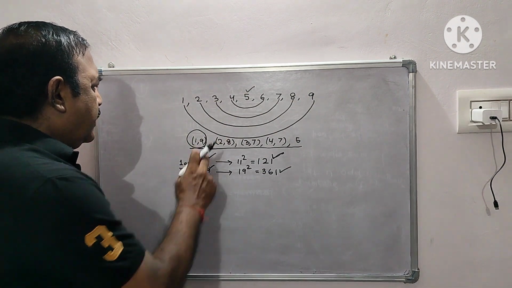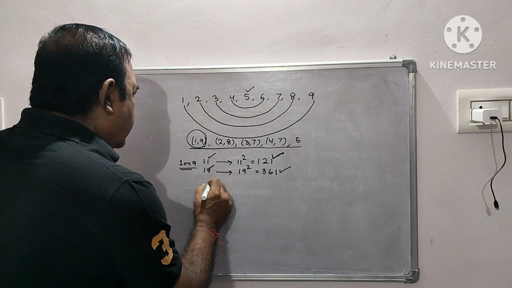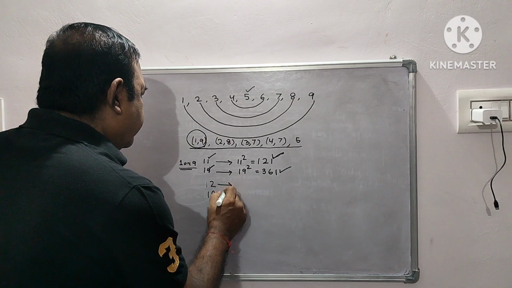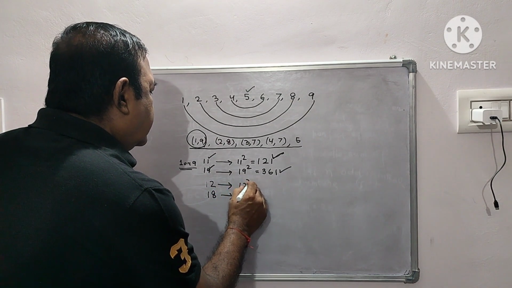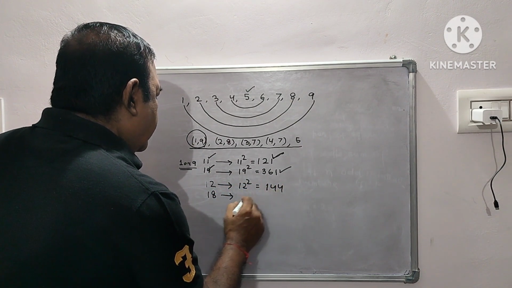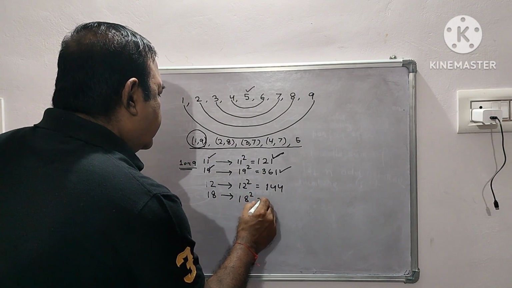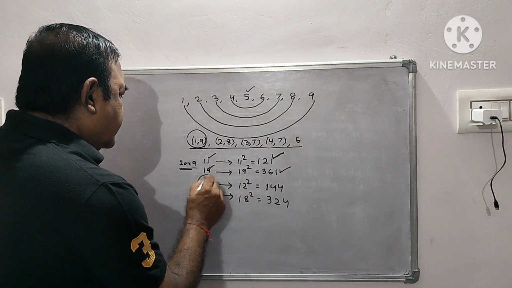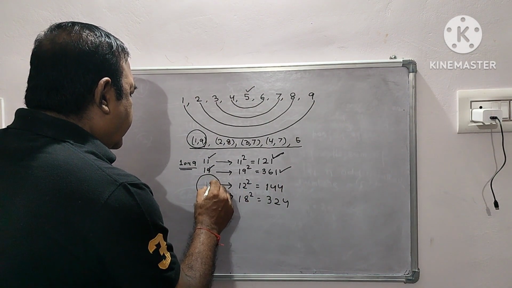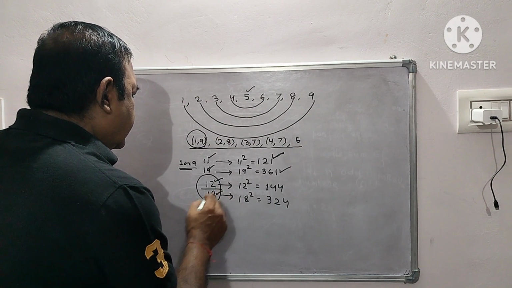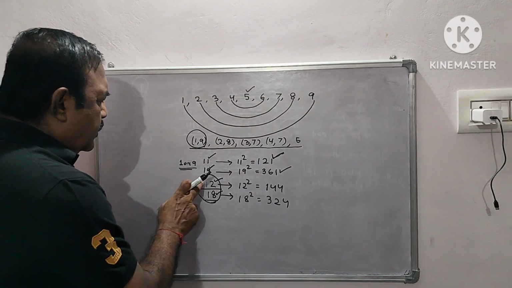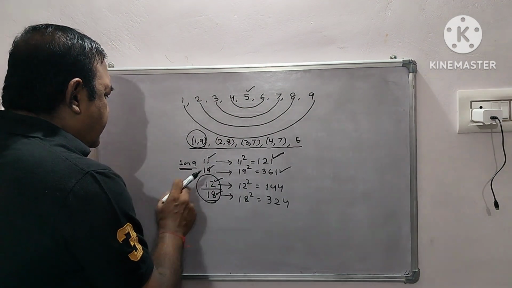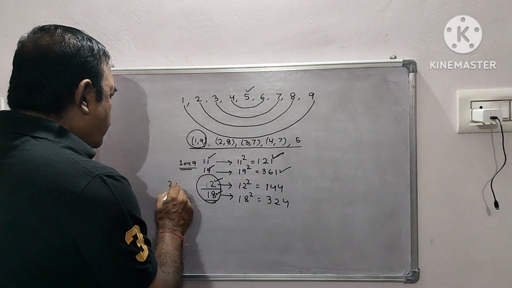Like that you see 2 and 8, suppose 12 or 18. In both cases, 12 square is 144, 18 square is 324. So in the squares of both these numbers, 12 contains 2, 18 contains 8. That means 12 and 18 are the two numbers which end with digit 2 and 8 respectively. So 2 or 8.